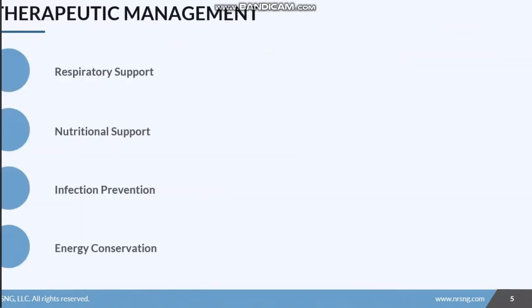When we're managing AIDS, we want to make sure to provide respiratory support because we know they could contract respiratory infections like tuberculosis, pneumonia. Even the common cold can cause really severe reactions in their lungs. We also want to provide nutritional support. We know they're going to struggle to eat. They're going to be malnourished. They're going to have this wasting syndrome.